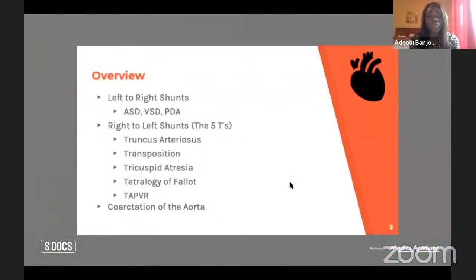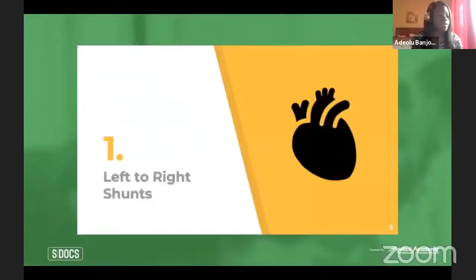Okay, so just as an overview of what I'm going to be covering, the first part of this video will be on left to right shunts. Then I'm going to be going on to right to left shunts, or the 5 T's, and then I'll end off with coarctation of the aorta and also some case studies as well. So first, starting off with left to right shunts.